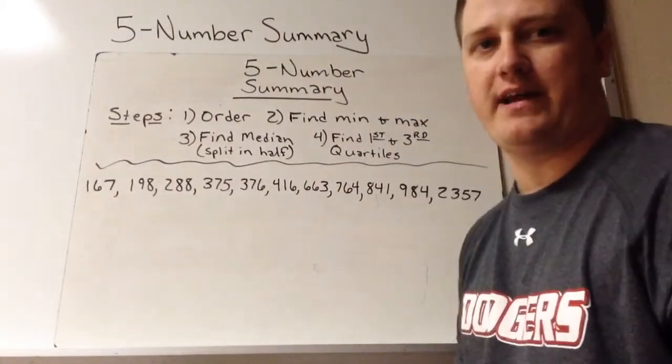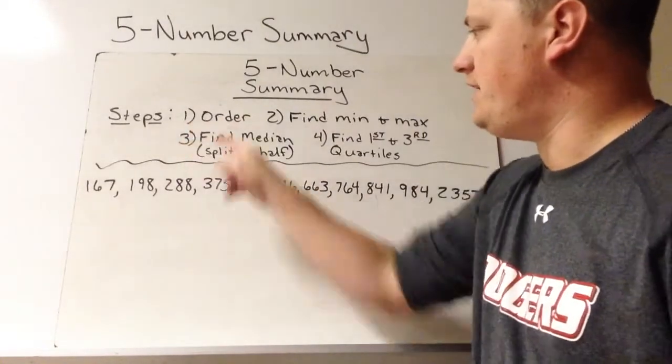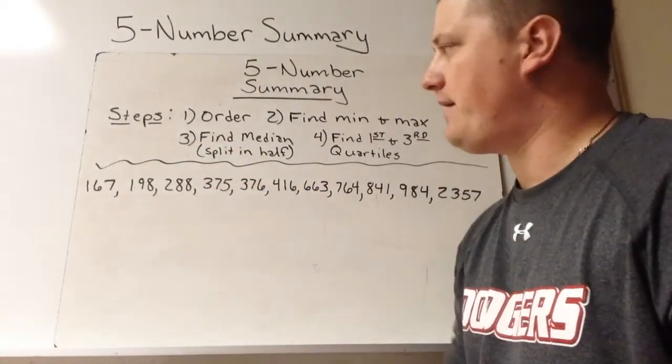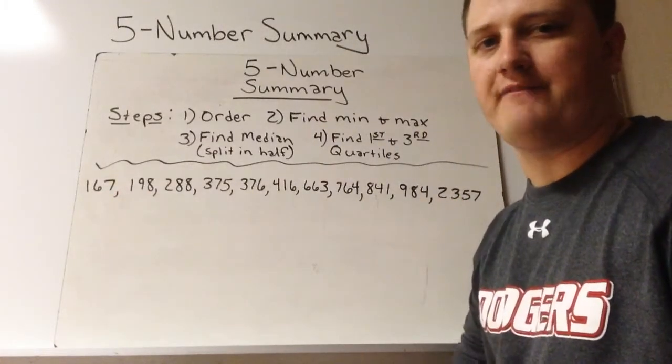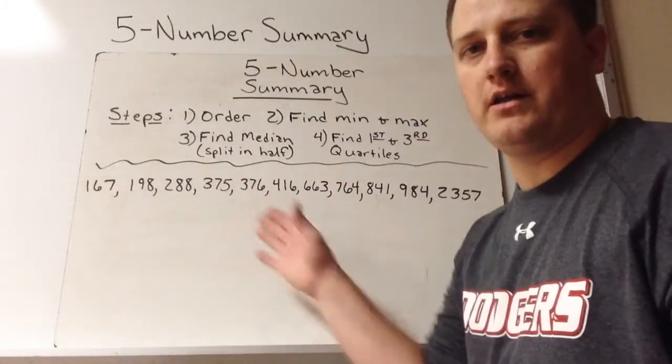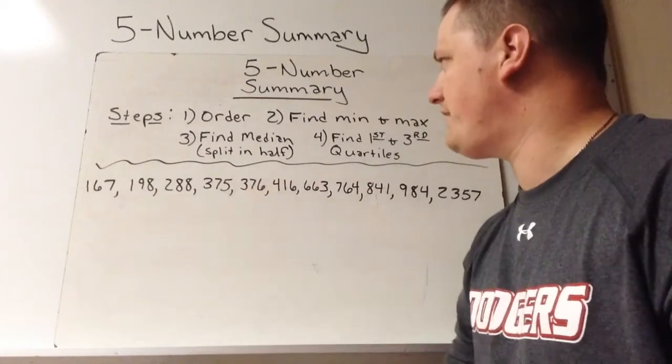So here are the steps to finding the 5-number summary. First, you need the numbers in order. So I've already put them in order, 167 to 2,357. And they're all in order so that we can do everything we need.